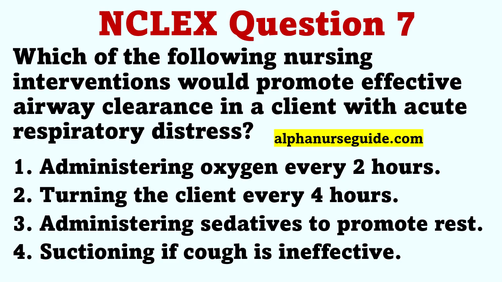The nurse should suction the client if the client is not able to cough up secretions and clear the airway. Administering oxygen will not promote airway clearance. The client should be turned every 2 hours to help move secretions. Every 4 hours is not often enough. Administering sedatives is contraindicated in acute respiratory distress because sedatives can depress respirations.